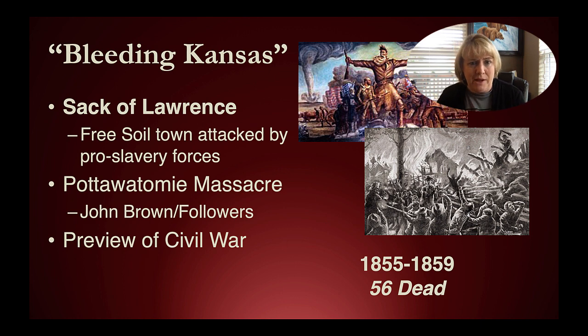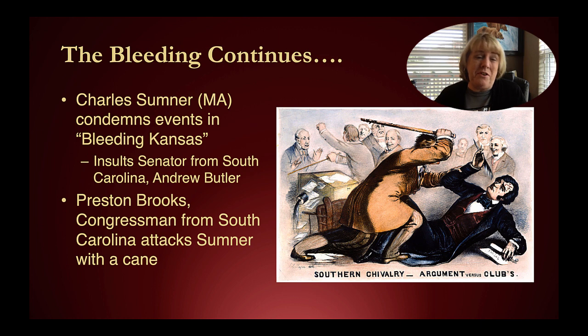What is happening is you're starting to see a preview of the Civil War. You literally have a civil war occurring within the territory of Kansas. In the end, the fighting will go on for nearly 4 years and nearly 56 people will die. But guess what? The fighting is not just happening in Kansas, it's happening in Congress too.